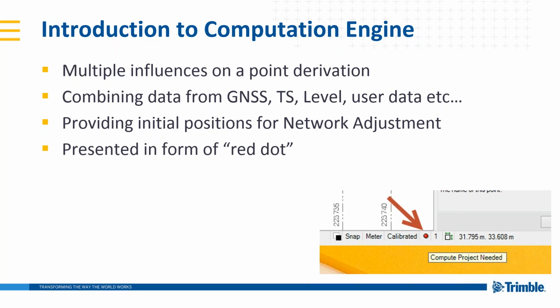As you know, in TBC there can be multiple influences on how a point is derived, and today we're going to focus on how that derivation and the final position of a point is determined. The goal of the computation engine ultimately is to provide initial positions for network adjustment, but it frequently does such a good job that a lot of people don't go to that extra mile of doing the network adjustment and are content with the results from the TBC computation engine itself.